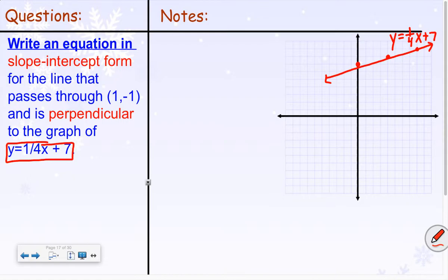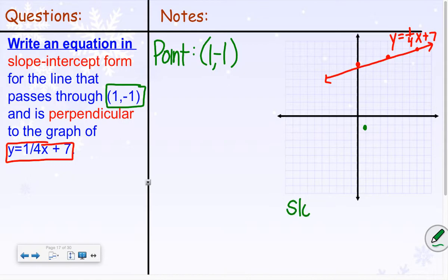Now what I know about the line perpendicular to it is that first of all it has to go through the point (1, -1). So I'm going to graph that ordered pair, (1, -1). The other thing I know about perpendicular lines is that their slopes are flipped and changed. So the slope has to flip and change.